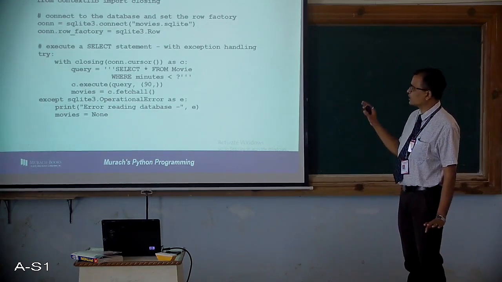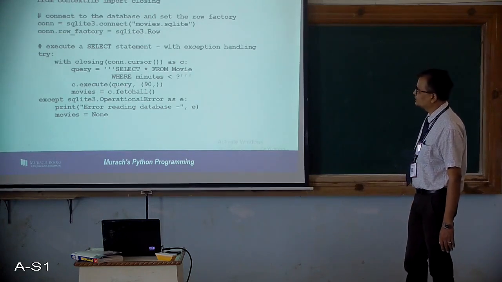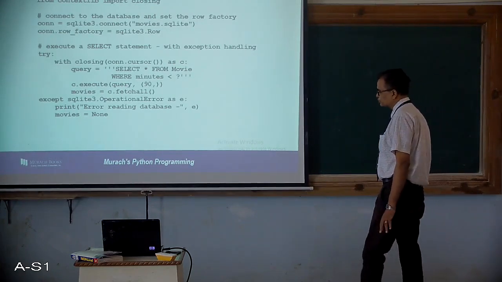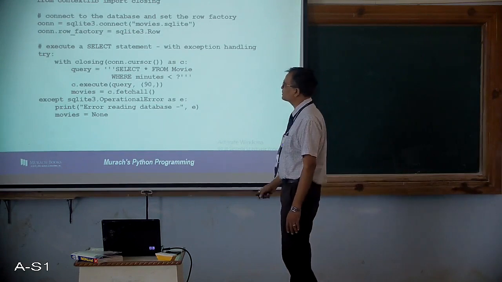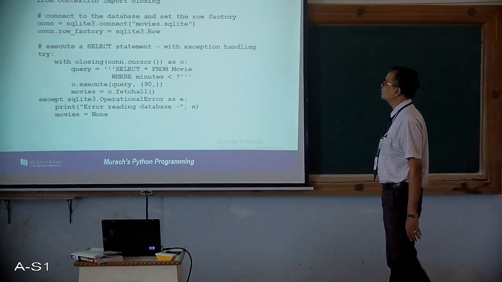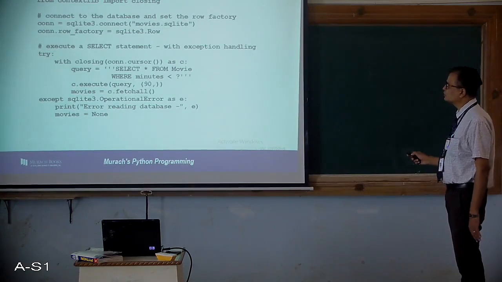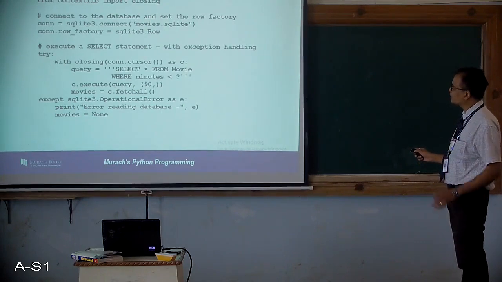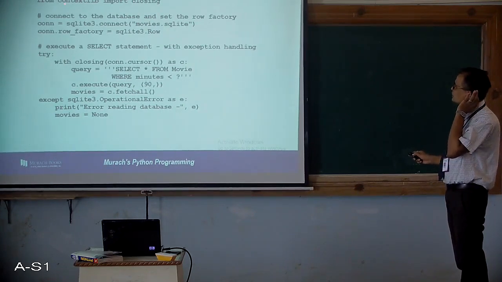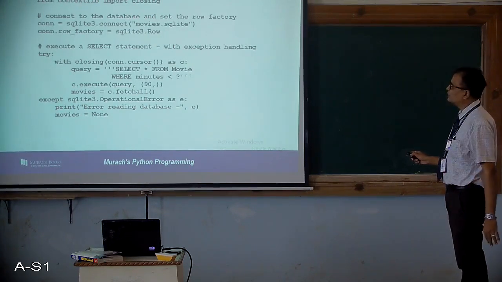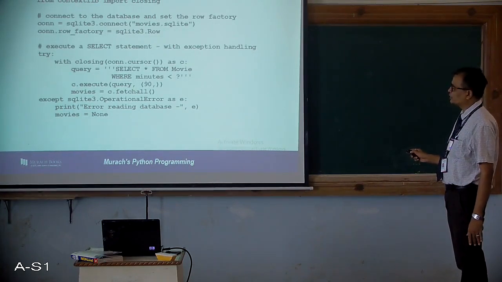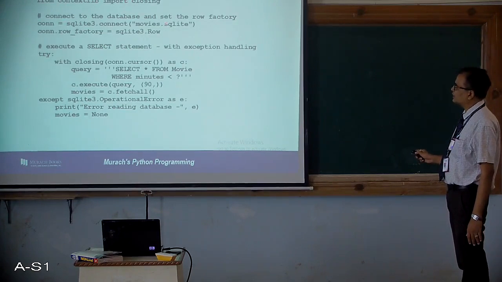Okay, this is some sample code that is given for you to see how it works. You can see we import the SQL module and the closing function. If you want to use the closing function, you will have to use this contextlib module. Then sqlite3 is for enabling SQL. Then connect, and then row factory, which is used to select the set of rows.